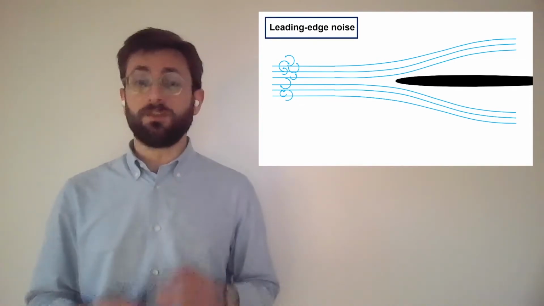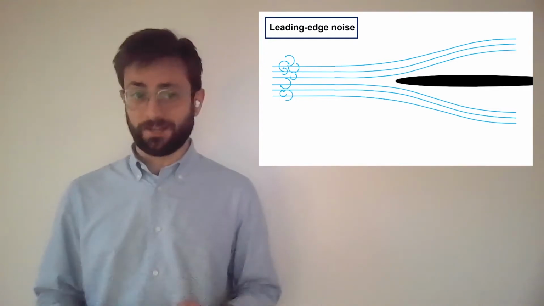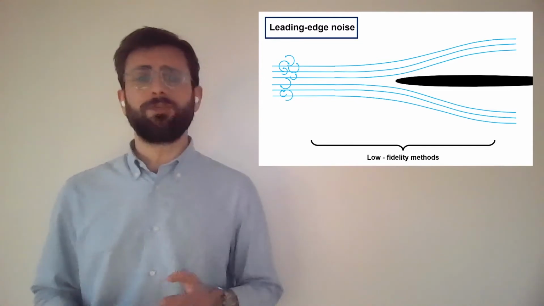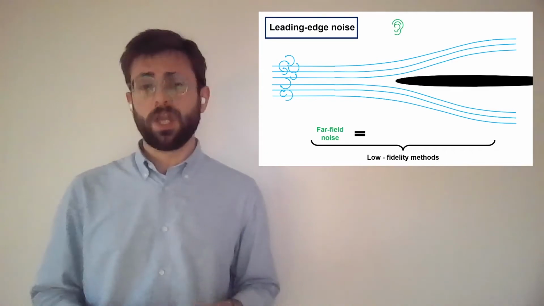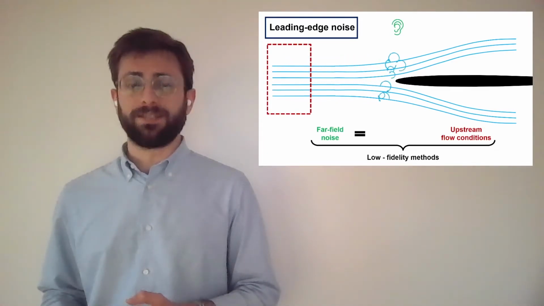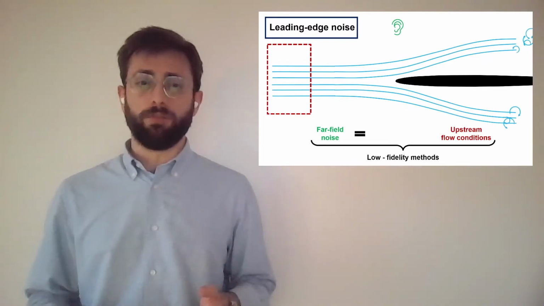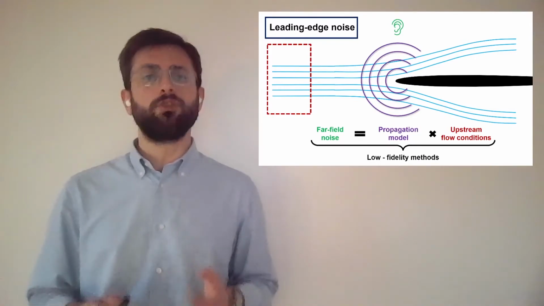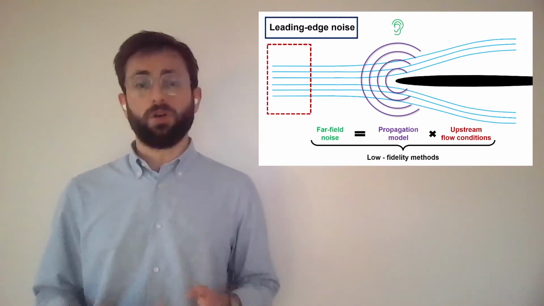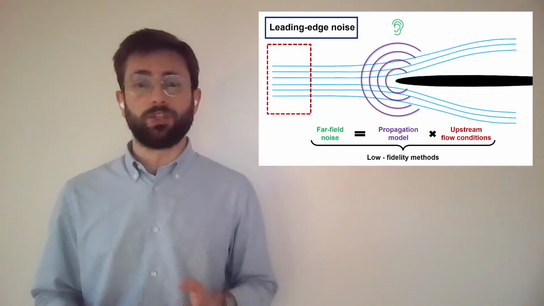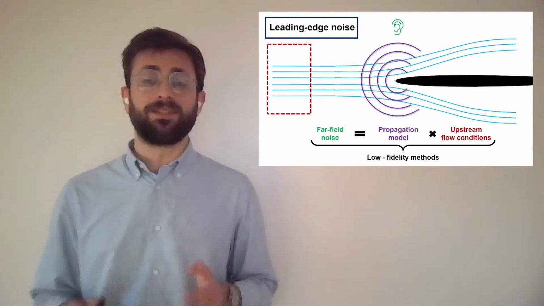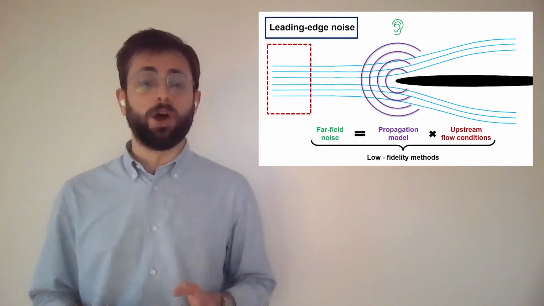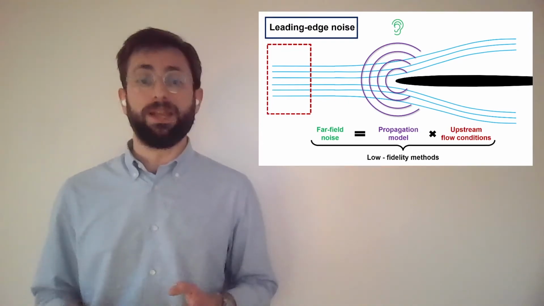This mechanism is usually accounted for in industrial applications through semi-empirical or analytical methods that relate the far-field noise to the upstream flow characteristics through a propagation model describing the interaction and the response of the airfoil to the perturbation. These models therefore have a low computational cost with respect to numerical simulation, but their accuracy also depends on the physical modeling of the noise generation mechanism they are based upon.